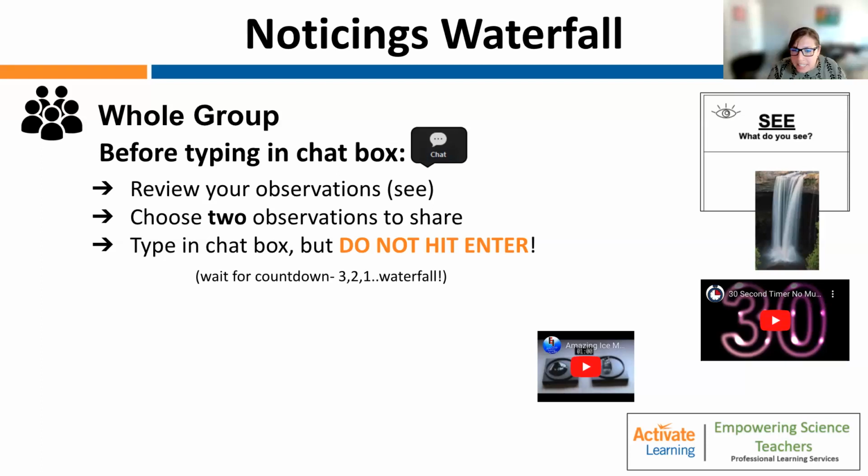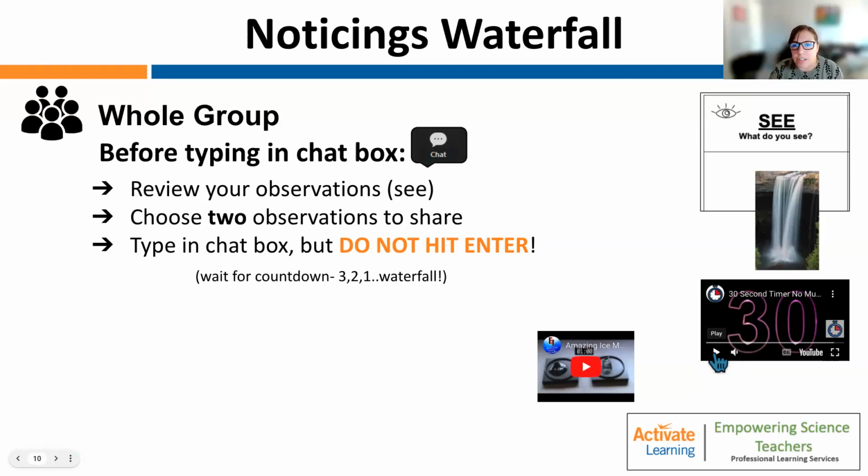We're going to do what's called a noticings waterfall. So what I want you to do is review your observations in your C box, pick 2 ones that you would like to share, and then find the chat box. I'll give you 30 seconds to type in the chat, but do not hit enter until the 30-second timer goes off. Then we hit enter, and then it'll waterfall down, which means nobody has seen each other's ideas. And that way we're not stealing each other's ideas.